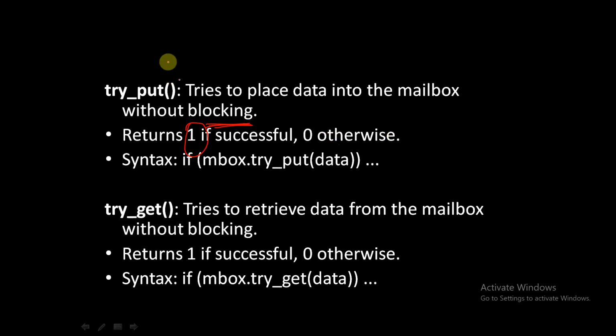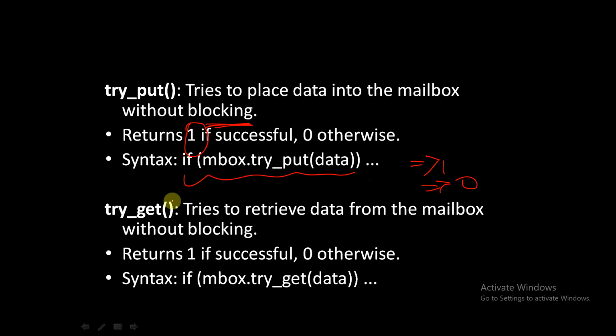Okay, here try_put will try to put the data. If the mailbox is full, then it will just simply give 0. Okay, and if it is successful, it will return 1. Okay, you can use this particular try_put within an if condition. Okay, you can check if mbox dot try_put of data. So if this is successful, it will return 1, or else it will return 0.